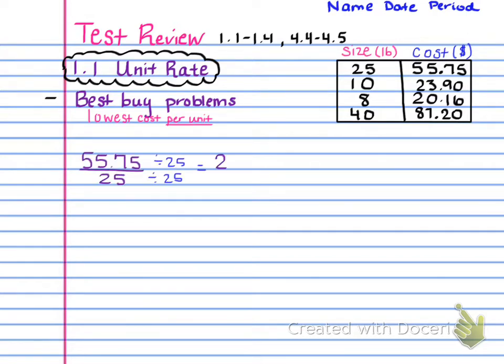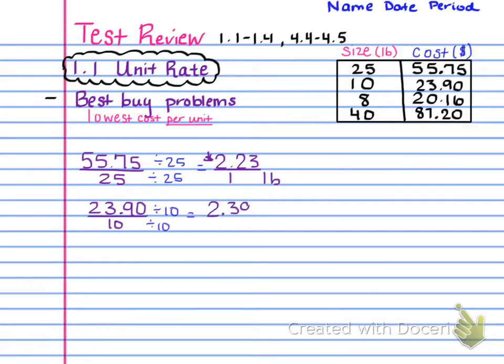So as you can see, I went ahead and did the first one here for you. You want to set it up as 55.75 over 25. And that's going to be the cost on top and the size on the bottom. And the reason you want the size on the bottom is because you want to have the cost per 1 pound. Then to get to that 1 pound, you have to divide the top and the bottom by 25. So you get $2.23 per 1 pound.